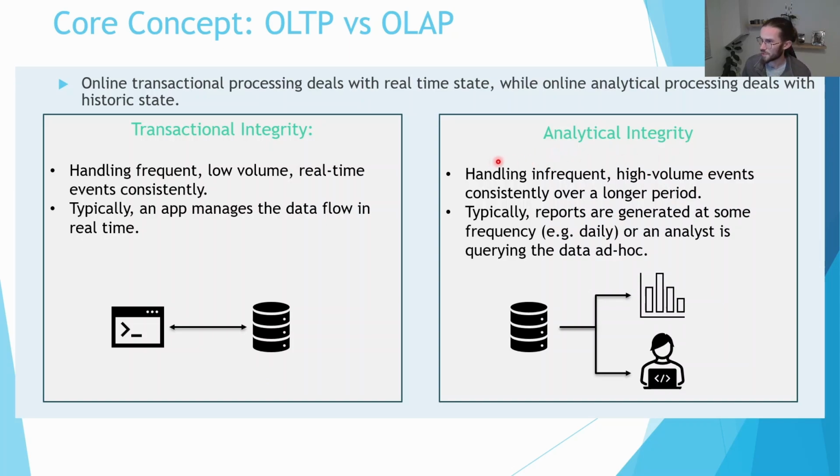Now, we contrast this to analytical integrity. Analytical integrity means handling infrequent, high data volume events consistently over a longer period. So typically the use case here is that reports are generated at some frequency, for example, daily, or an analyst is querying the data ad hoc. So this is handling large volumes of data over time, happening at either a certain frequency or ad hoc, but really the key point is that we're dealing with a lot of data, but at a lower frequency than a transactional database. And so analytical integrity needs to preserve data across history, or historic states of the data.